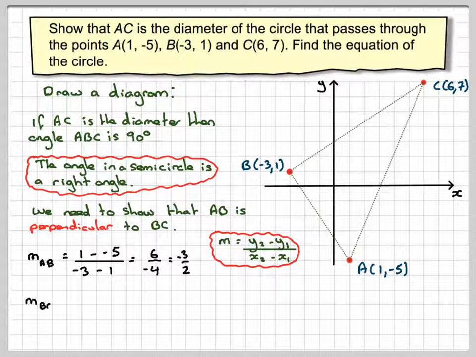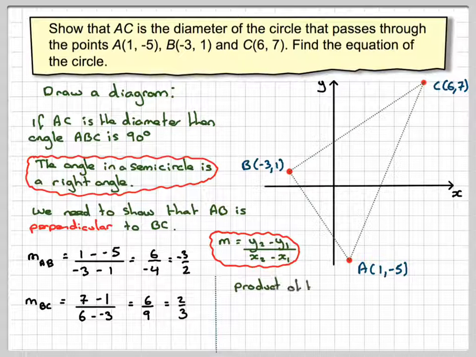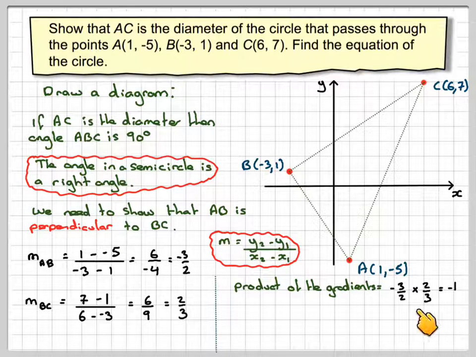Now I'm going to find the gradient of BC. So I'm going to do 7 minus 1 divided by 6 minus 3. That gives me 6 for 7 minus 1, and 6 minus 3 is 3. You have to be very careful with signs here. And if we did the product of those two gradients, that gives me minus 1, which is the property for perpendicular lines.